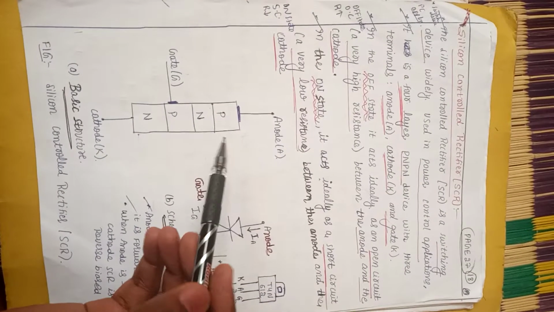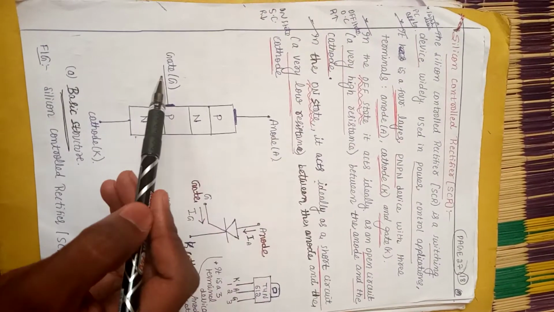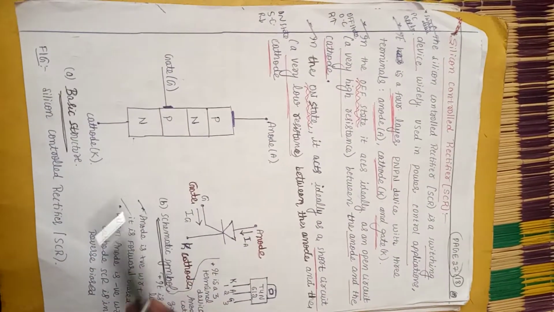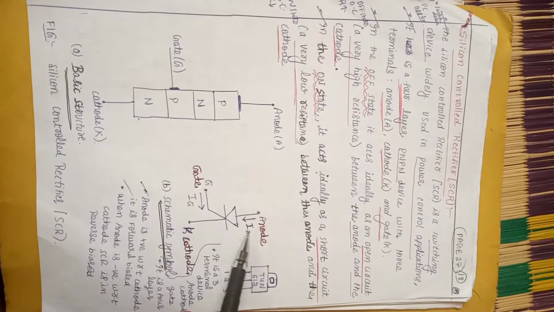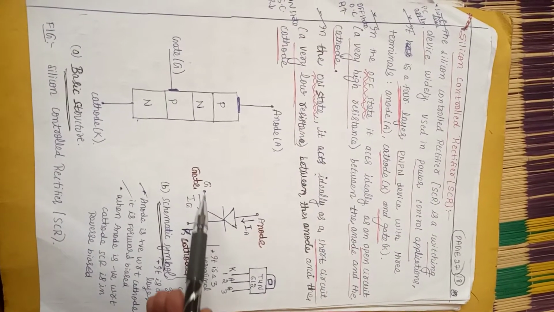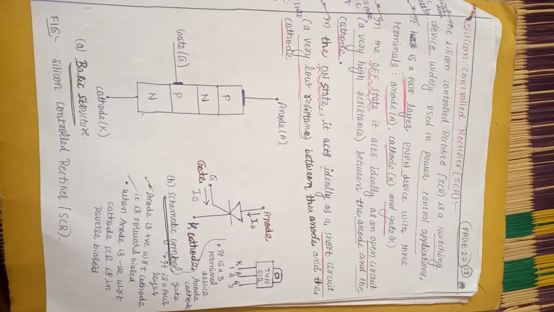It is a 4-layer device, PNPN, and a 3-terminal device: anode, cathode and gate. Your schematic symbol looks like this: arrowhead, and this is your gate terminal, anode and cathode.